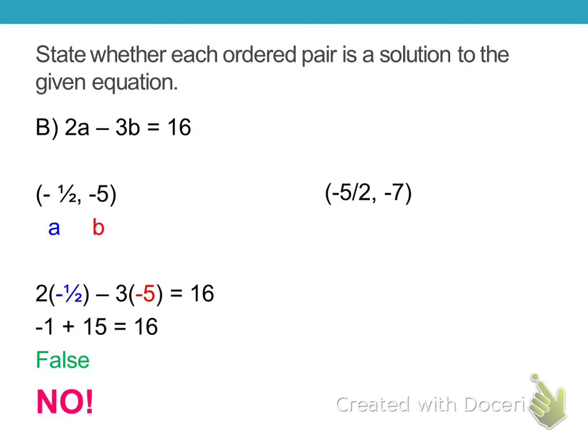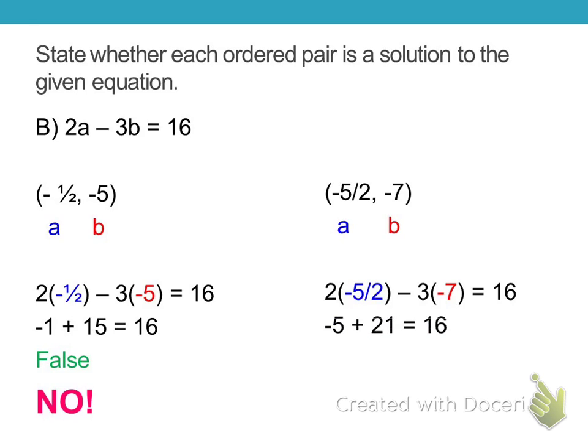All right, once again, the first one is A, the second one is B. So take A out, put -5/2 in. Take B out, put -7 in. That's going to be -5 plus 21. Is that true? Yeah. That is true. So is that a solution? Yes, it is.